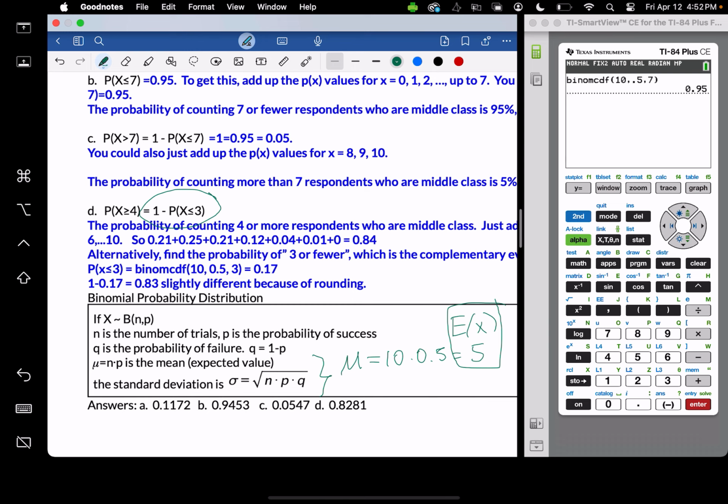And the standard deviation is sigma equals the square root of npq. So let's work that out. Sigma is the square root of 10 times 0.5 times 0.5. So here I go, 10 times 0.5 times 0.5, get 2.5, and then I do the square root of 2.5, I get 1.58. So sigma is equal to 1.58. The standard deviation for this distribution is 1.58. These formulas you might not remember, so they're good to add to your notes sheet.